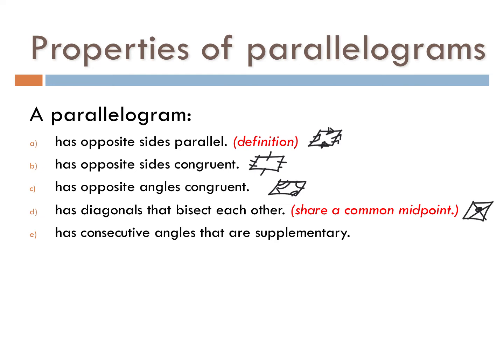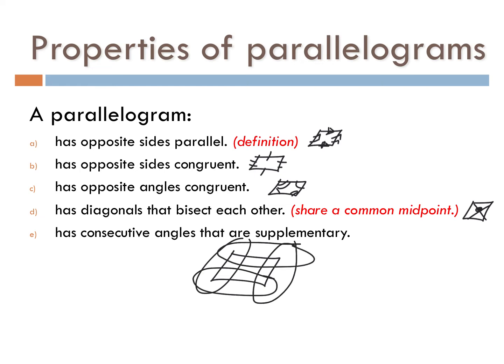The diagonals bisect each other, aka they share a common midpoint. This would be the middle of both of them. And it has consecutive angles that are supplementary. So these add up to 180, these add up to 180, these add up to 180, and those add up to 180.